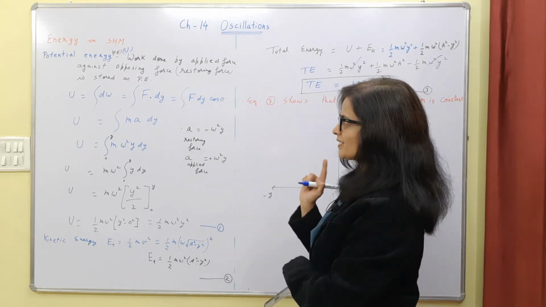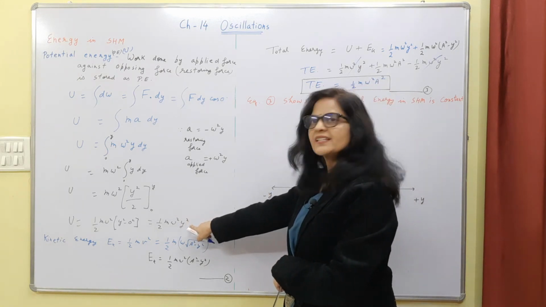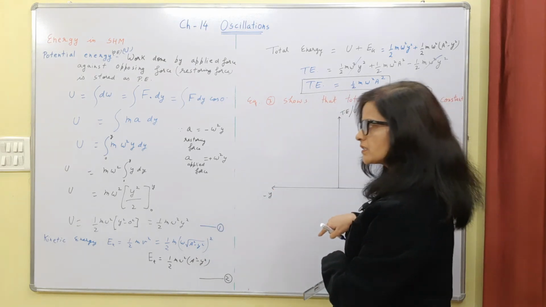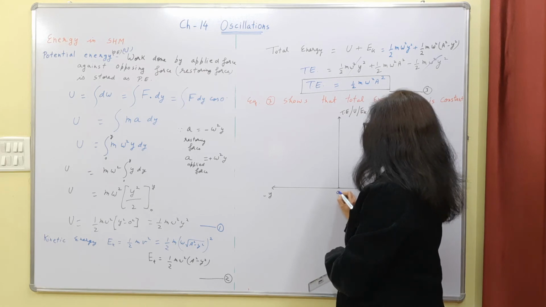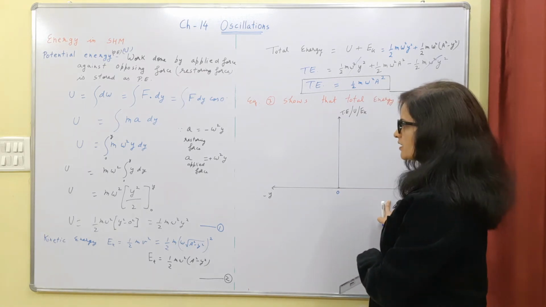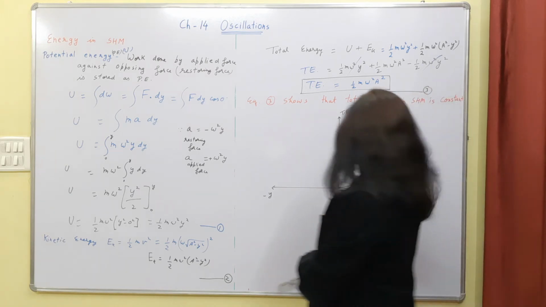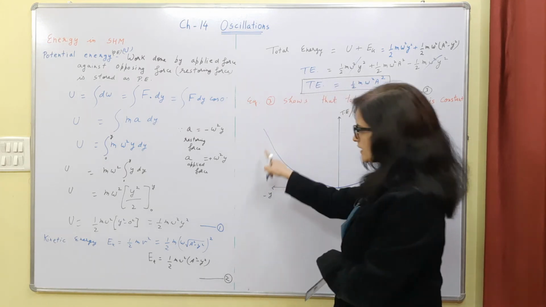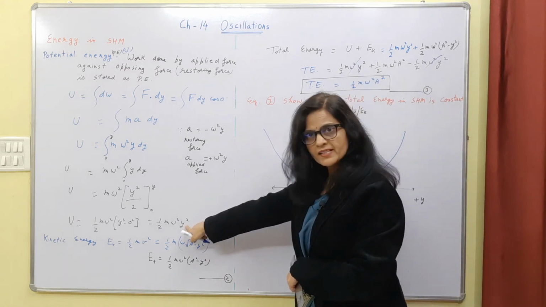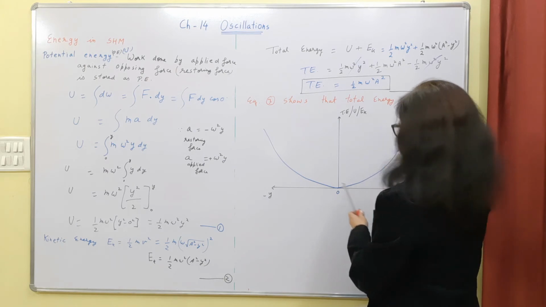So here, if you look at the expression for potential energy, at time t equal to 0, the displacement is 0, right? Why 0? Because y is a sin omega t. So when displacement is 0, then potential energy will be 0, right? But at maximum displacement position, the potential energy will be maximum. You can see here, if this is maximum, then potential energy will be maximum. So this is a graph for potential energy.